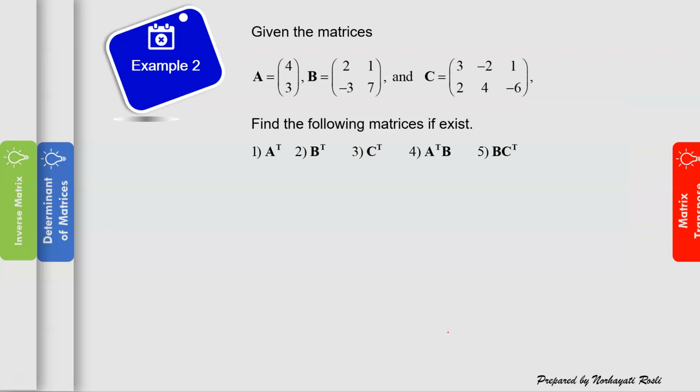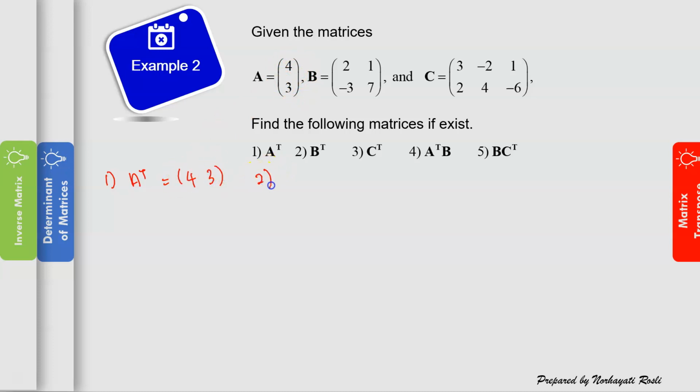Now class, we go to example 2. Given the A, B and C matrices, we need to find 1, 2, 3, 4 and 5. So we start one by one. For case number 1, you need to find A^T. Remember, your rows become columns and columns become rows. But now you have only one column, so this will become one row. So we have [4, 3].